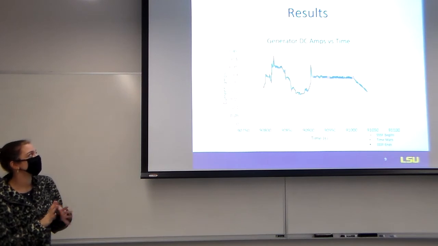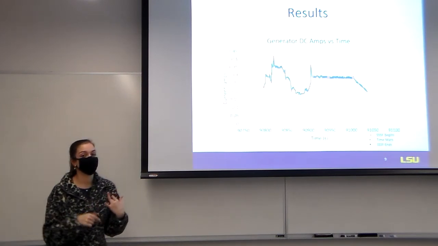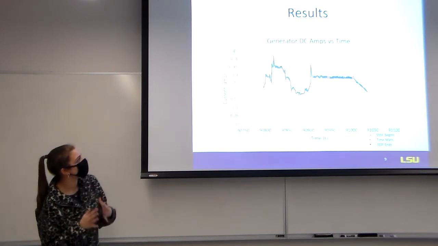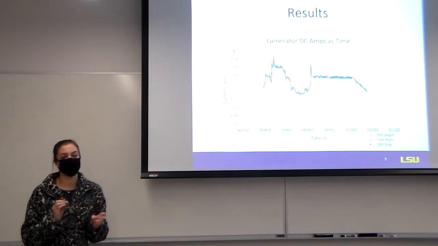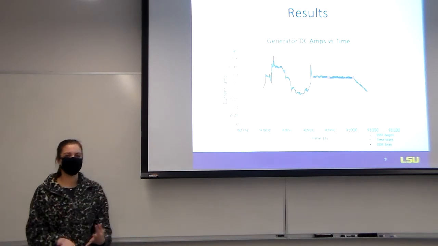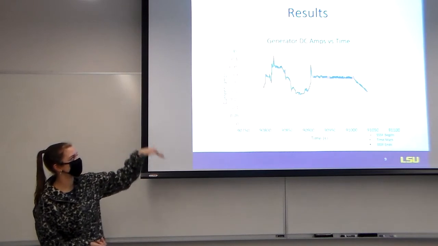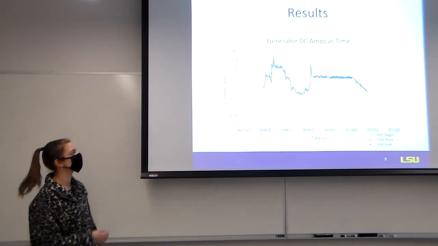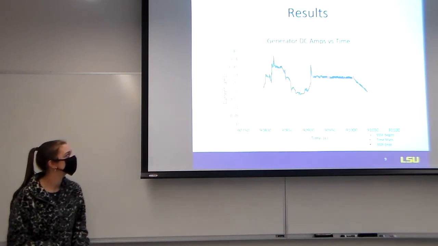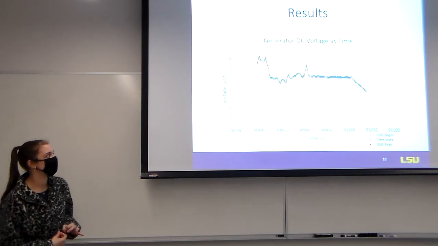Here are the amps that were generated by the turbine spinning. It's around 0.3 amps once we got to steady state. As I keep mentioning, we had to achieve that steady state, so that's why you have a growth and then a dip. And lastly, the voltage versus the time.